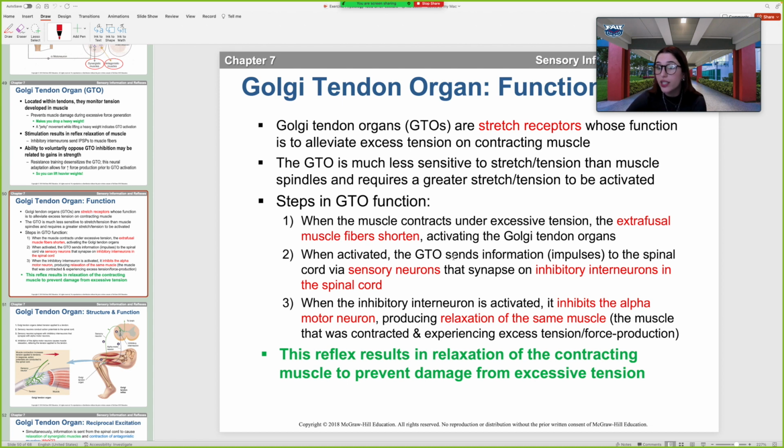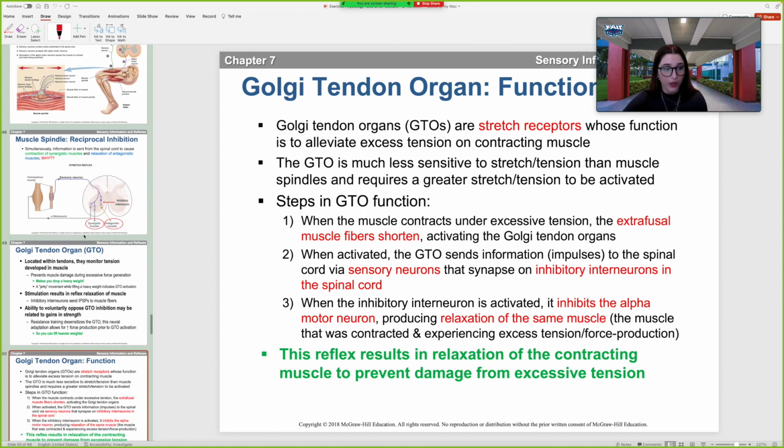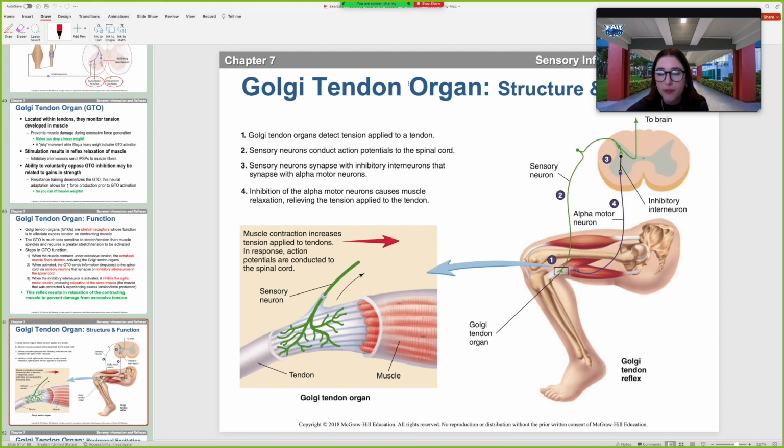So this is essentially the exact opposite of the muscle spindle, right? The muscle spindle detected stretch and then contracted as a result. The Golgi tendon organ detected the tension of the stretch, and if it's too much, it causes relaxation, right? It's the opposite. So let's go through it.